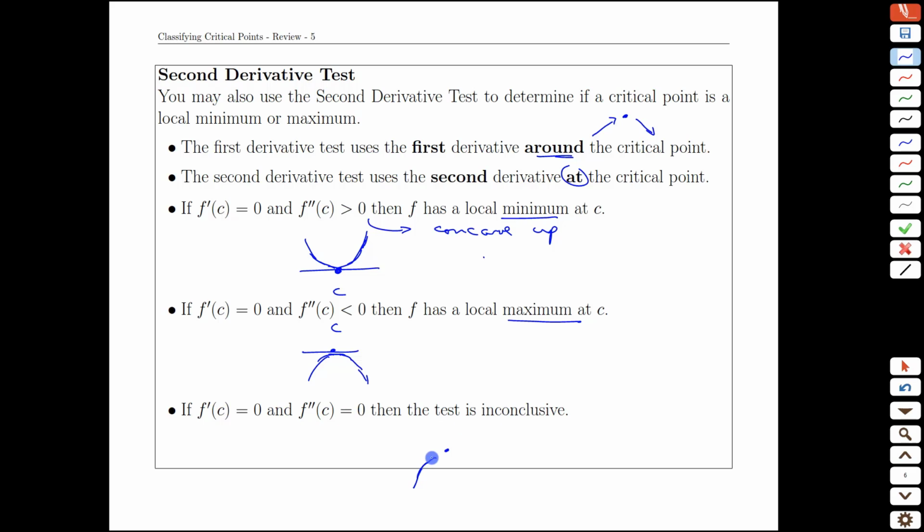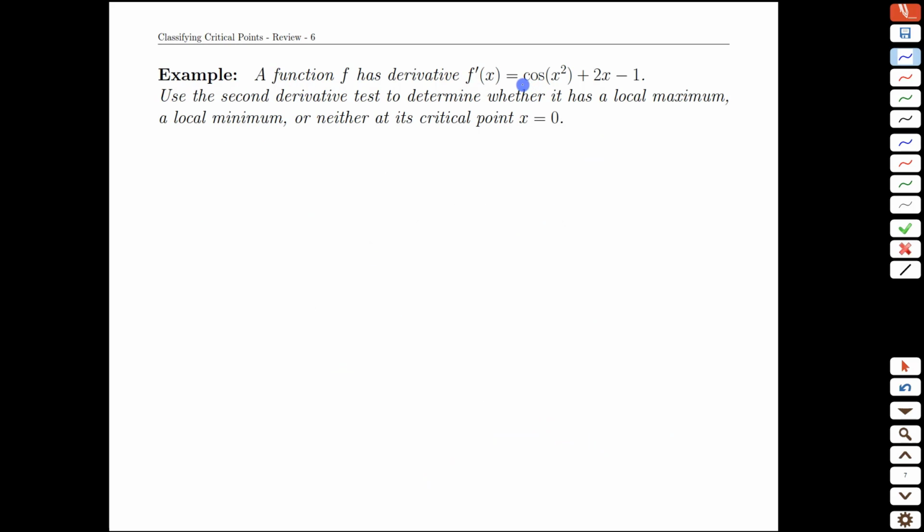This is one of the downsides of the second derivative test, that it can be inconclusive. And that can happen from critical points like this, or even something simple like x to the power of 4. It has a local minimum at its critical point at the bottom, but when you do the calculations for the second derivative, you get a zero value. So it just means that you really should be looking at the first derivative test as an alternative when this test is inconclusive. Let's apply that in a quick example.